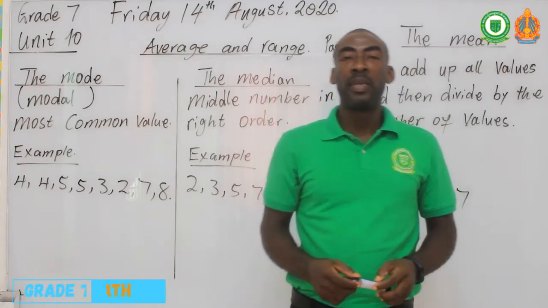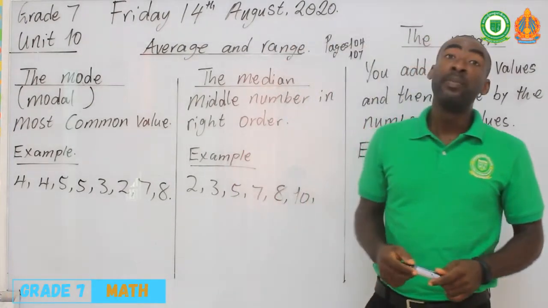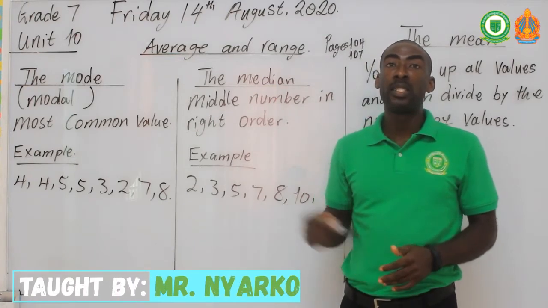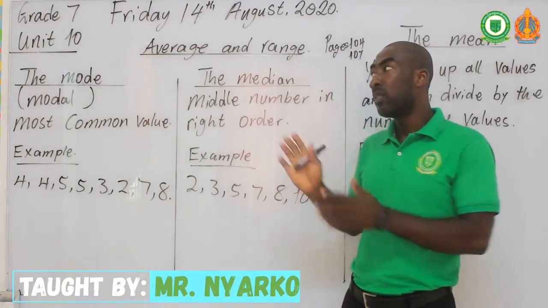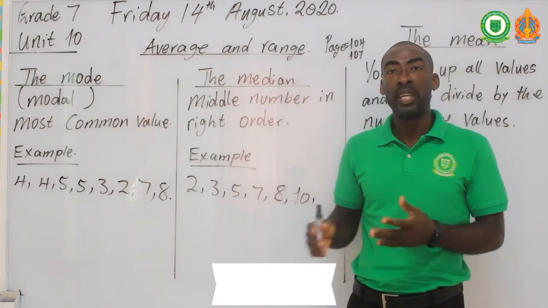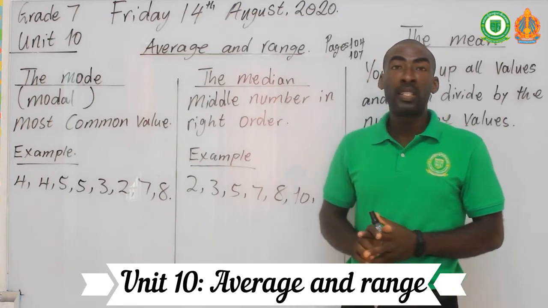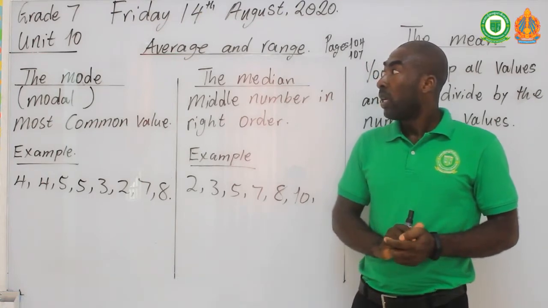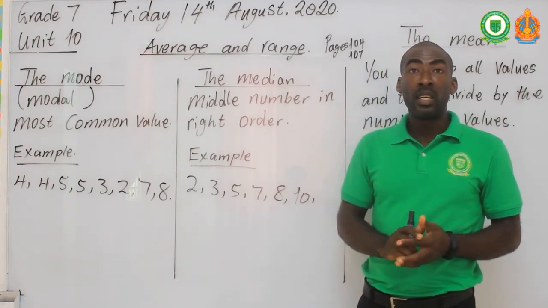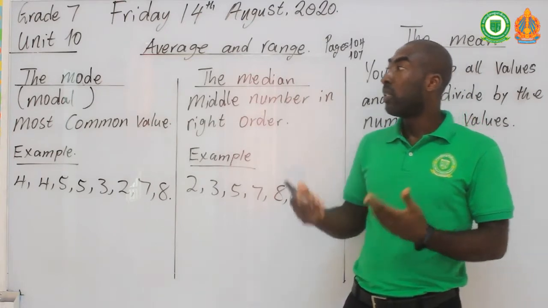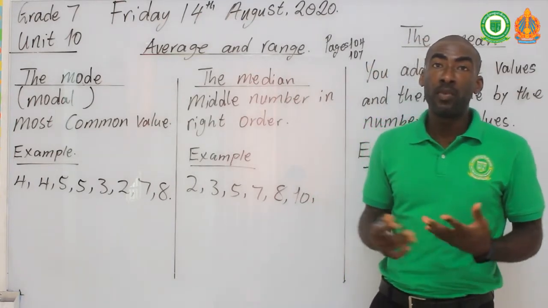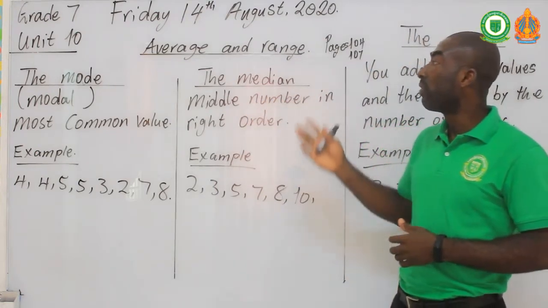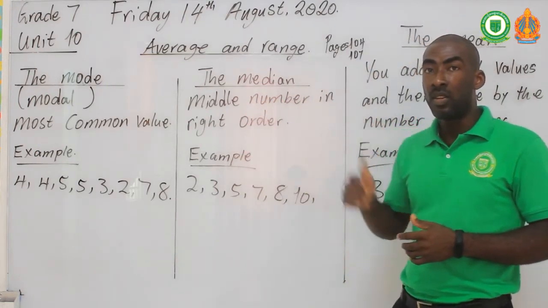Hello students, welcome back to our second video. In today's lesson, we are looking at average and that of range, but our first look will be on the average, and then we will look at range as we proceed. From the first video we explained the 3 types of averages that we can always find. We can find the mode average, we can find the median, and that of the mean.